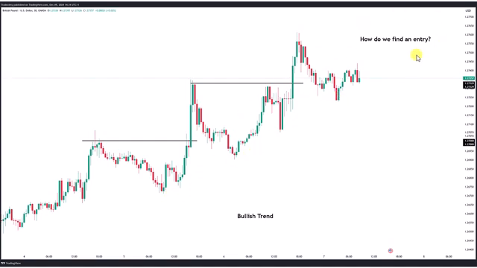And how do we find entries now? That's the question. Finding continuation signals into a trend is often not that simple. And the answer is that we are waiting for a well-defined pattern. The clearer you are on what you're looking for and the clearer the pattern, the more repeatable the process is.